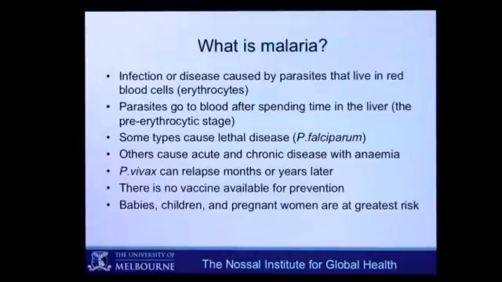So it's infection or it's disease. If you're trying to stop people being sick and dying, you're most interested in the disease aspect and stopping kids dying or pregnant women from getting seriously sick. But if you're interested in getting rid of it for all time, you've got to be aware of infection, and the person may be totally asymptomatic. There are types that cause lethal diseases, Plasmodium falciparum.